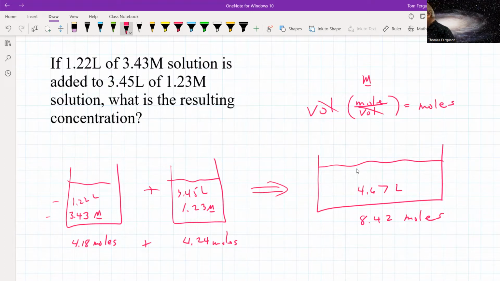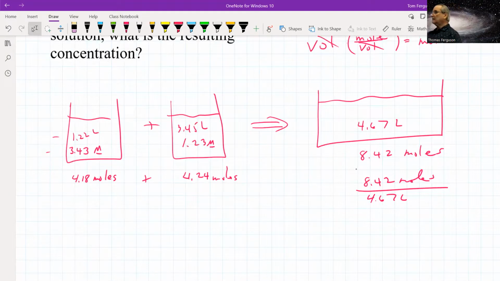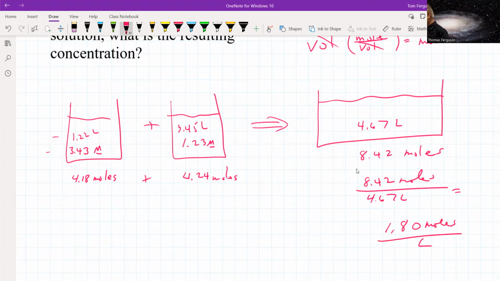Okay, now we have moles per liter. We divide 842 by 467, and we'll get moles per 1 liter, or 1.80 molarity.